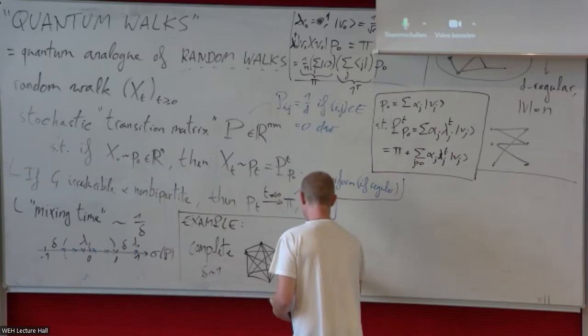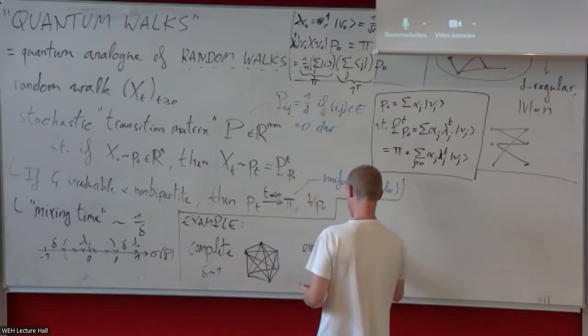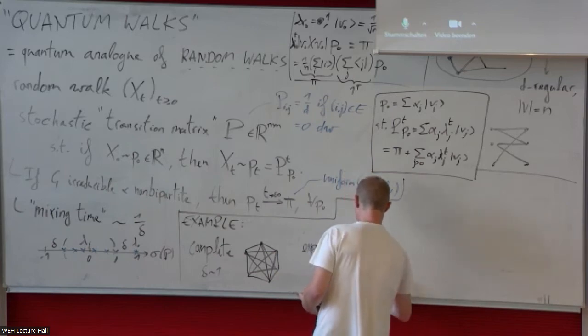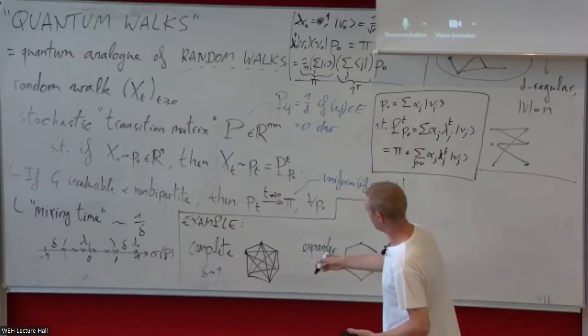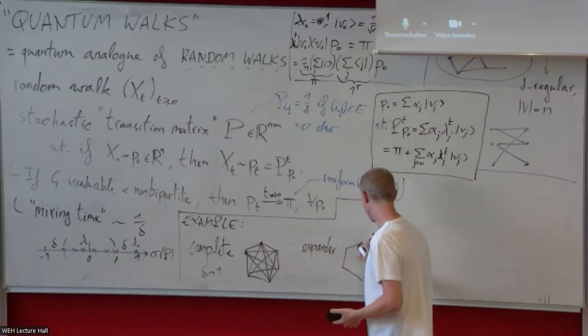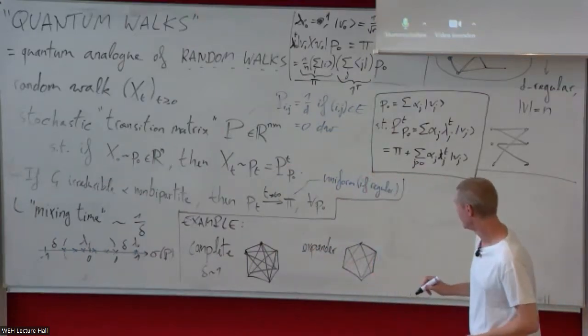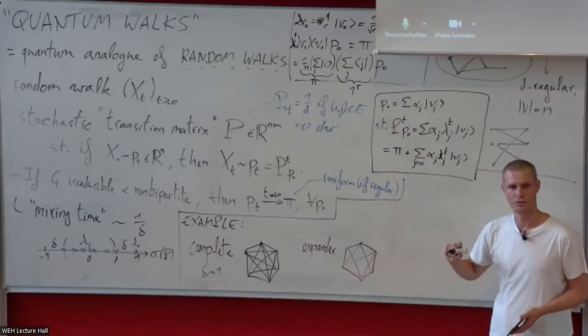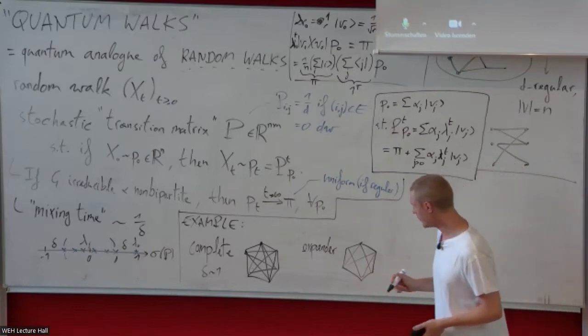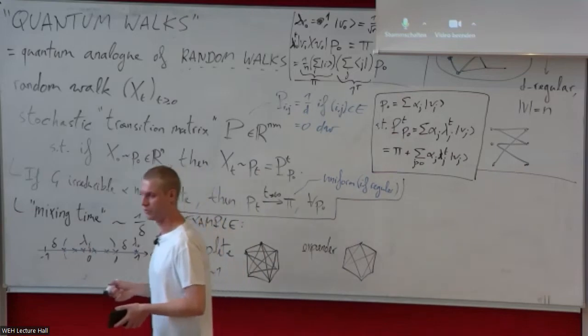Then let's look at another object, which I'll call an expander. We start constructing it very similarly, but now instead of adding this dense amount of edges, we just give every vertex a constant number of random neighbors. Now, what do you think the spectral gap is of this one?